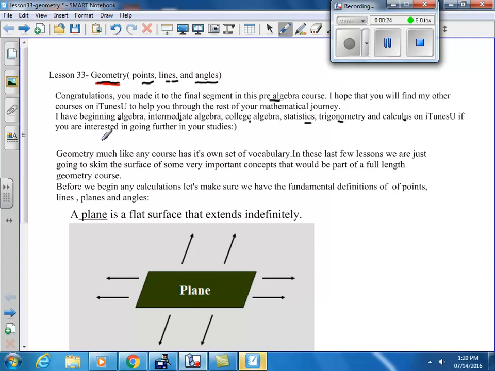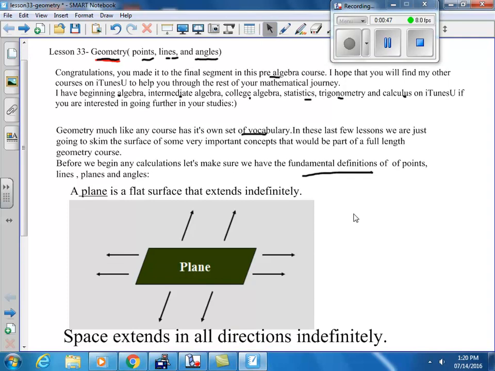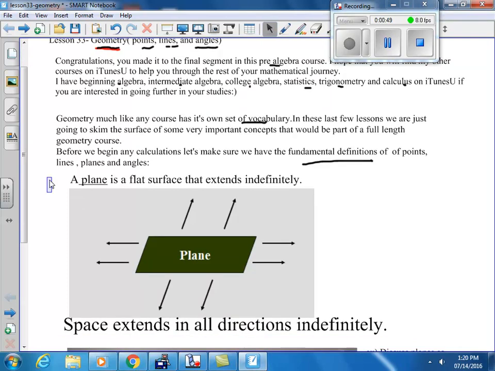So, geometry, much like any other course, has its own set of vocabulary, and in these last two lessons, lessons 33 and 34, we're just going to skim the surface of geometry and do some fundamental definitions and calculations. But like I said, the course itself is much deeper than that. But let's get started. So our first vocab word is plane.